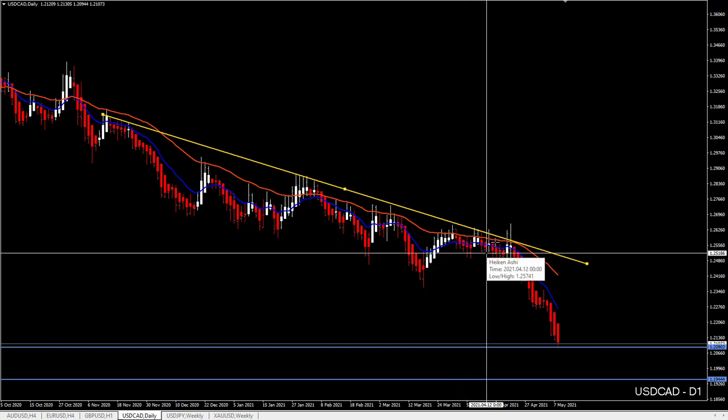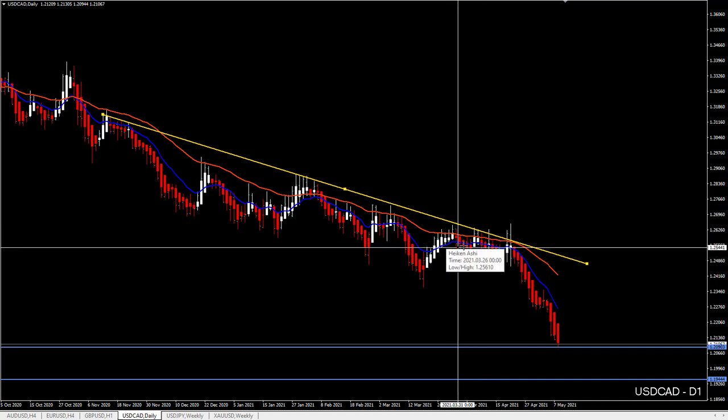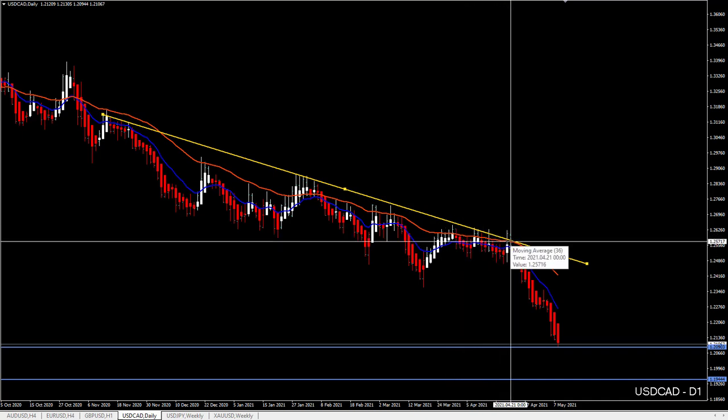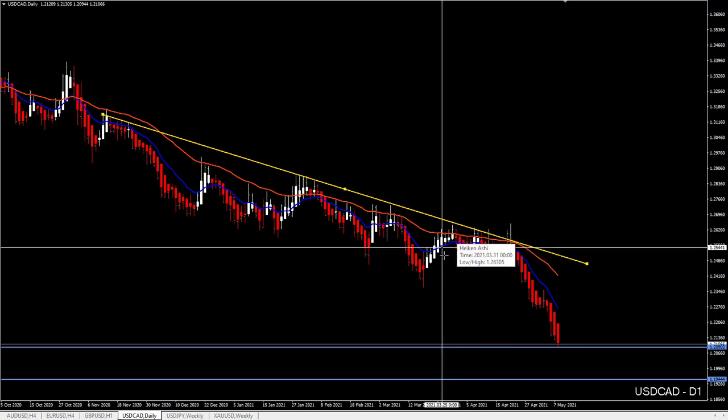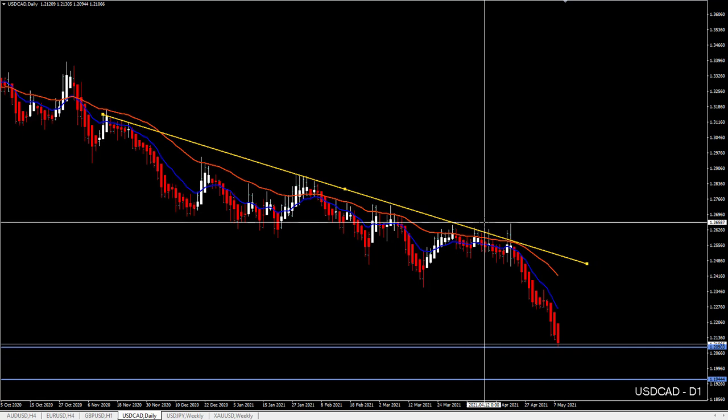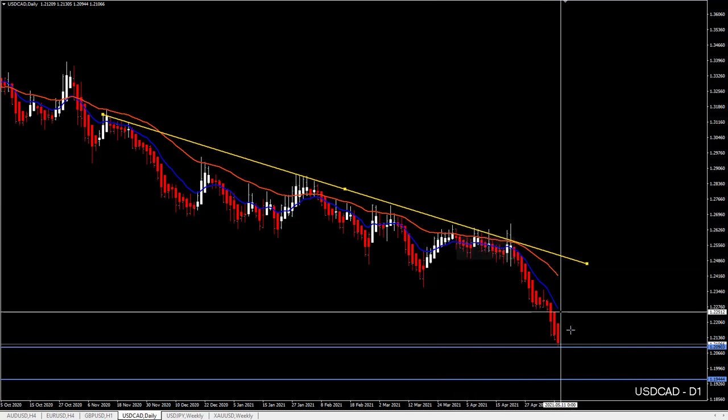However, you also need to have patience, because price didn't go immediately. We had around 2 weeks, or even 3 weeks, of range, and then price went down. But this is the situation when you trade on the daily chart. You need to have patience and just wait.